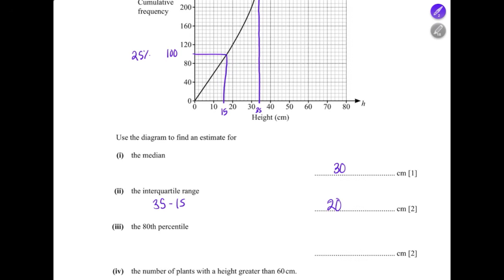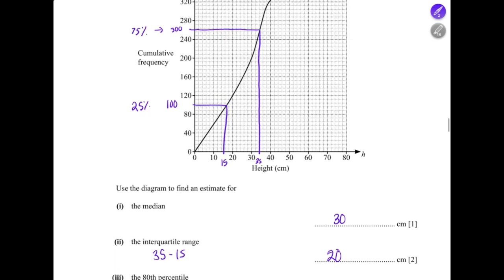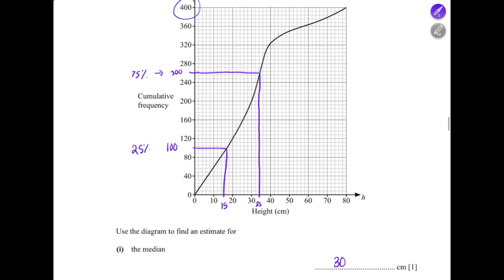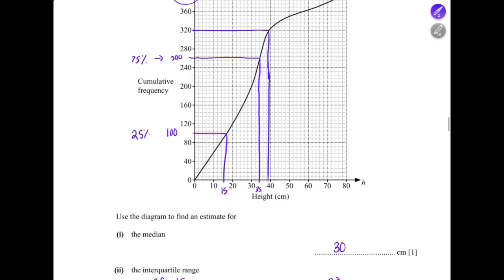Next, you have to find the 80th percentile. You'll have to multiply 400 by 80%. This is going to be 320. Find the corresponding number at 320. It's over here. That is 39.